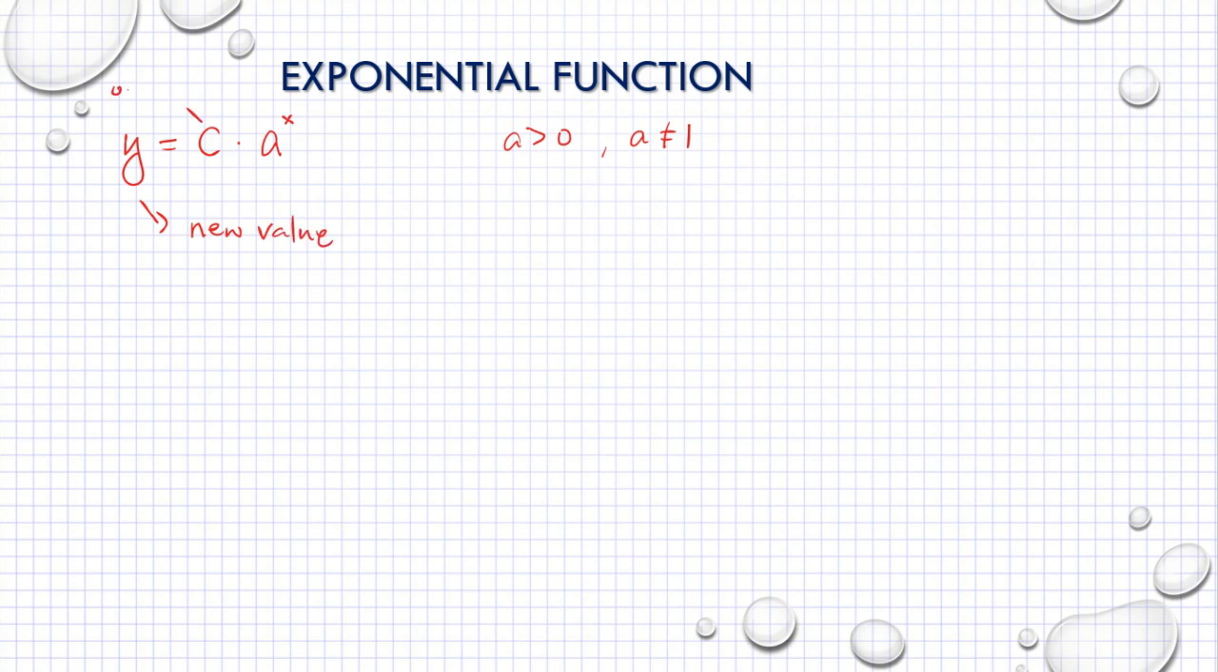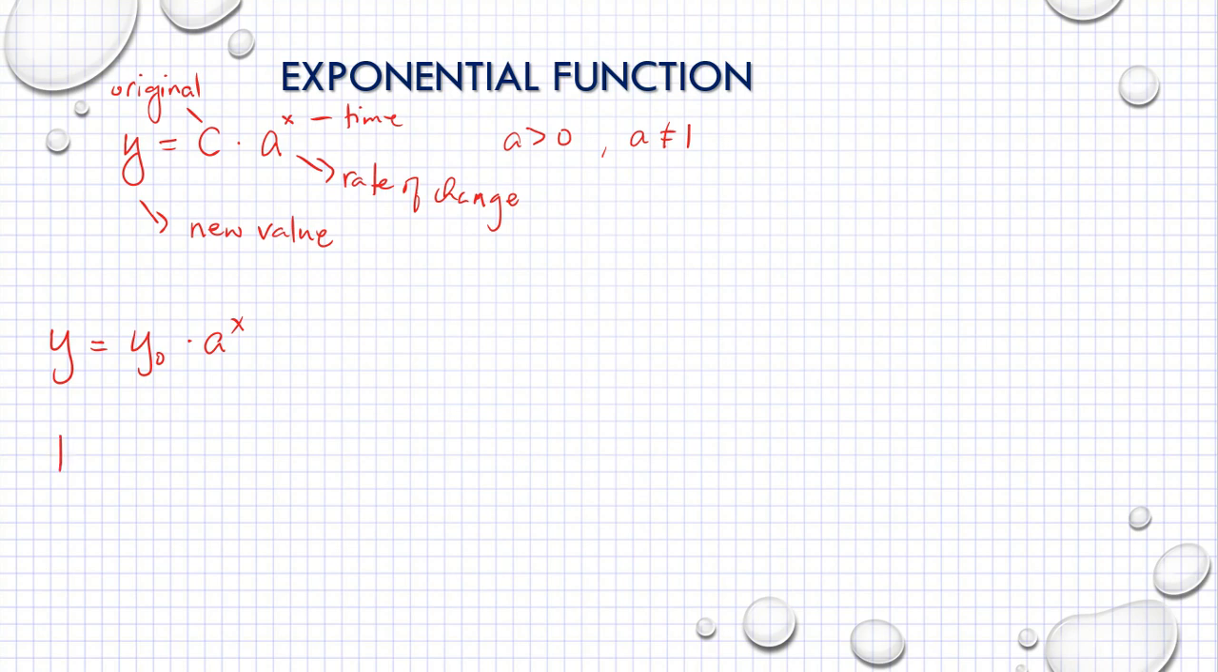C is the original value. And a is the rate of change. And x is time. There are a lot of ways to put this. Sometimes you can see y is equal to y sub 0 multiplied by a raised to x.